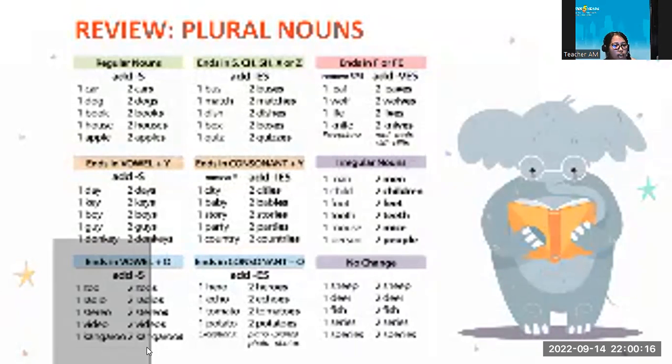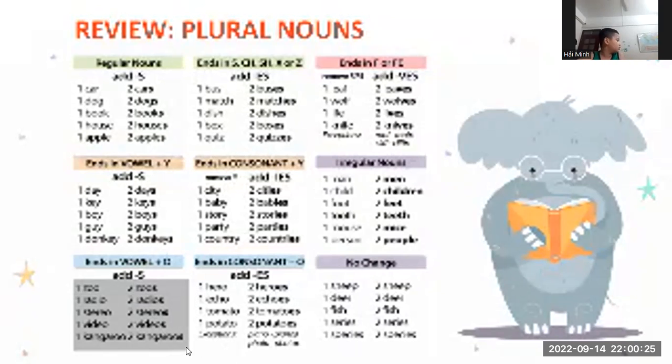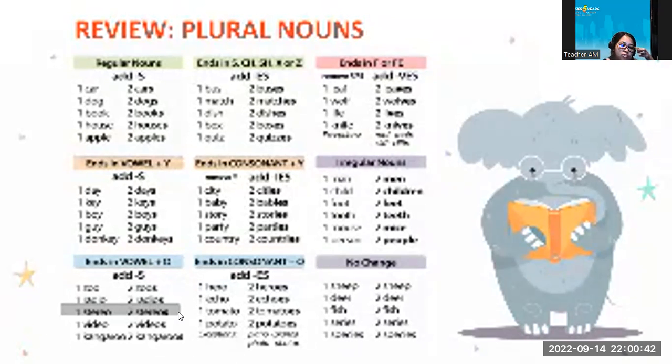So if we have here ends in vowel O, we just add S. One zoo, two zoos. Okay, can you please read? One zoo, two zoos. Continue. One radio, two radios. One stereo, two stereos. One video, two videos. One kangaroo, two kangaroos. Okay, so if it ends in consonant plus O, we just add ES.